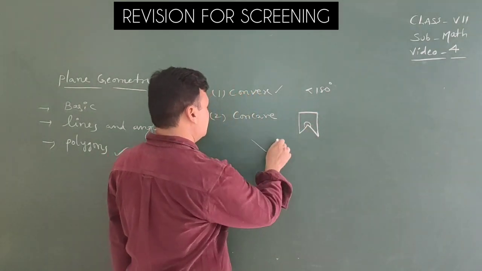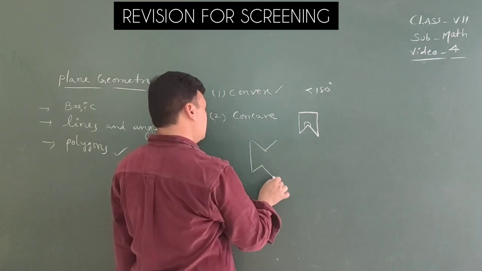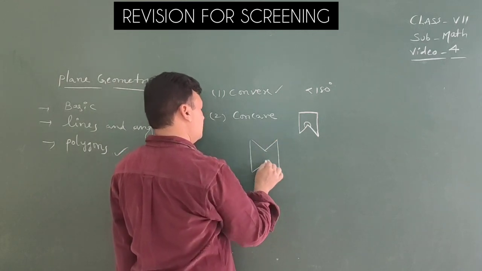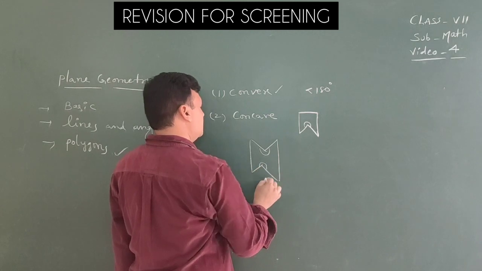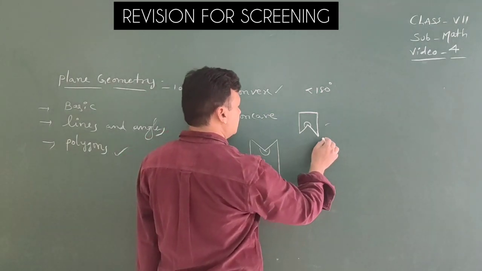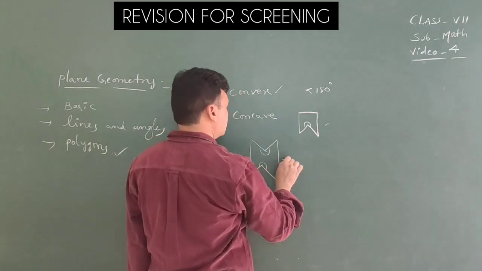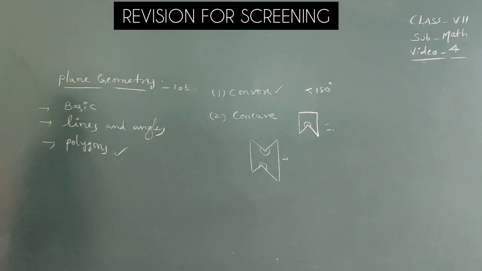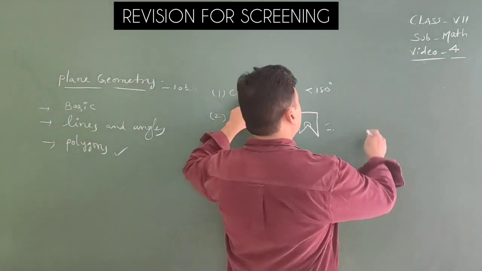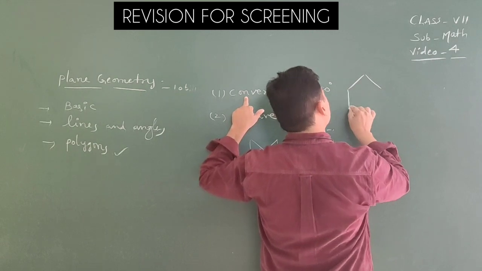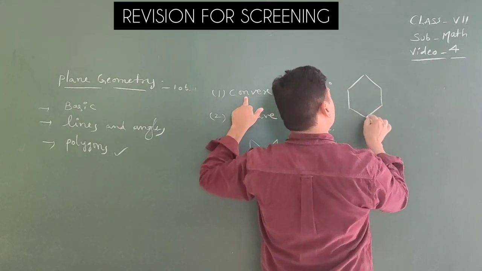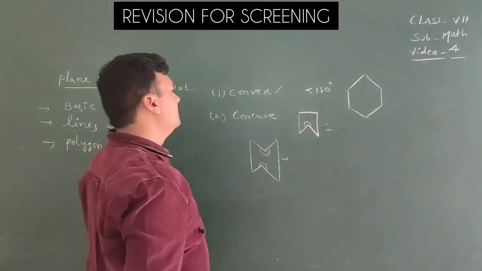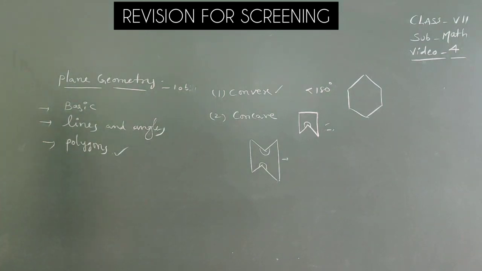At least one angle measures greater than 180. Here, in both the given examples, one has one reflex angle, the other has two reflex angles. At least one reflex angle means it's a concave polygon. Every angle less than 180 degrees means it's a convex polygon.